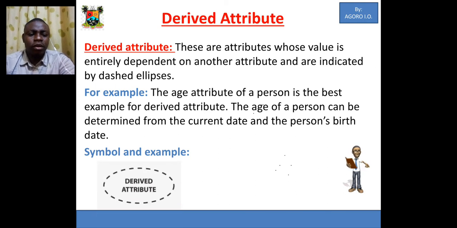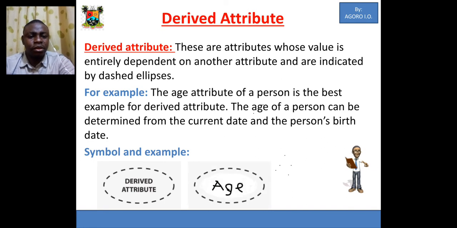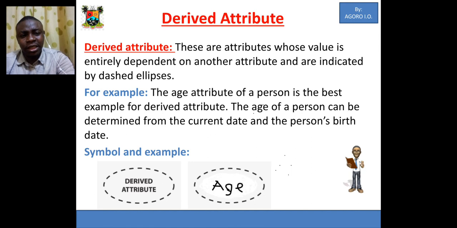You can see the image. The dashed ellipse is the symbol used to represent derived attributes. And the example is age, as we explained earlier, that when you have someone's date of birth, you will be able to determine the age. So age is an example, or let me say date of birth is a good example of derived attributes.